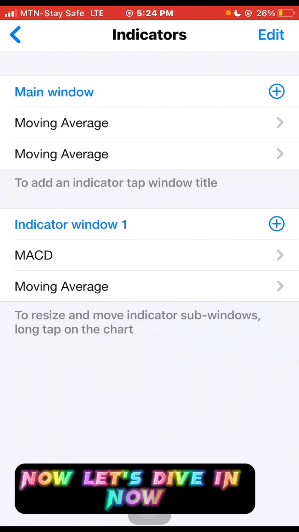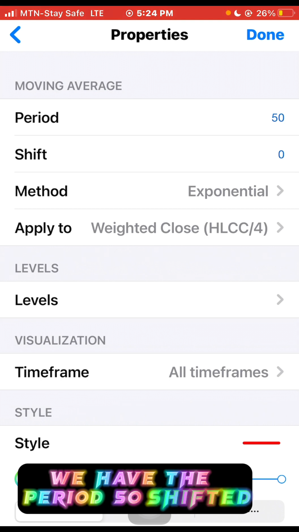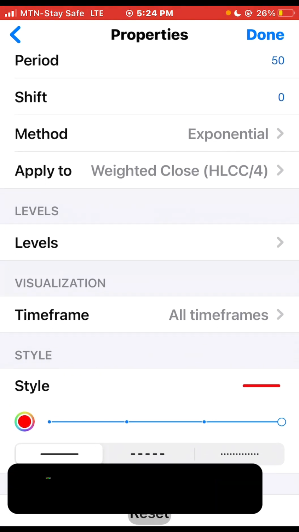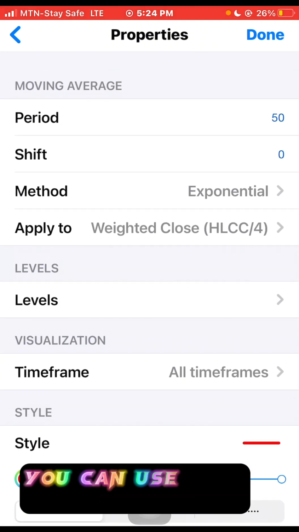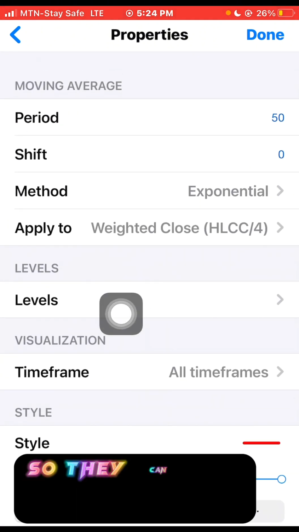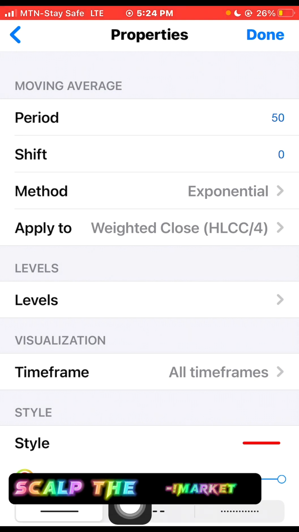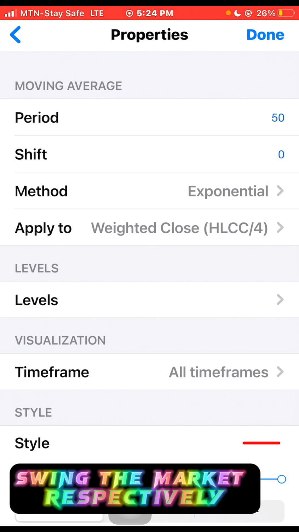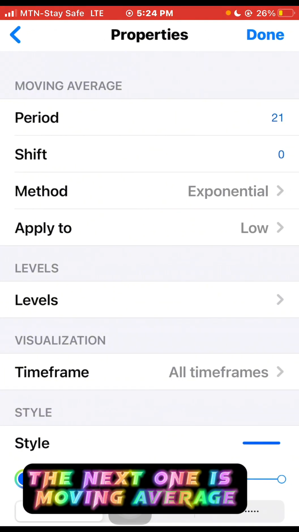On the main window indicator, we have the moving average with period 50, shift 0, method exponential, applied to weighted close. You can see the style is red, but you can use any style. You can screenshot it so you can get the updated version, so you can scalp the market and swing the market respectively. The next one is the moving average 21.